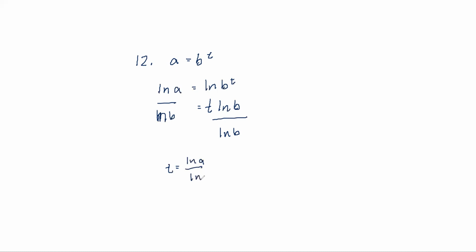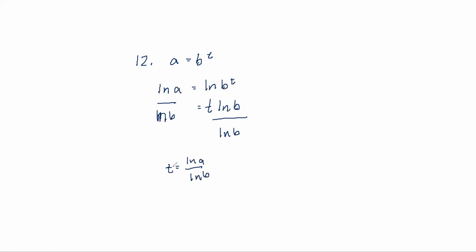Here, we're just working with letters. This is a very general case. If we have A is equal to B to the T, and we want to find out what T is, we're just going to do exactly what we did up there. Take the natural log of both sides. And then we're going to divide by the natural log of B. So T is equal to natural log of A divided by the natural log of B. And as we said earlier, can't simplify that, so we're done with number 12.